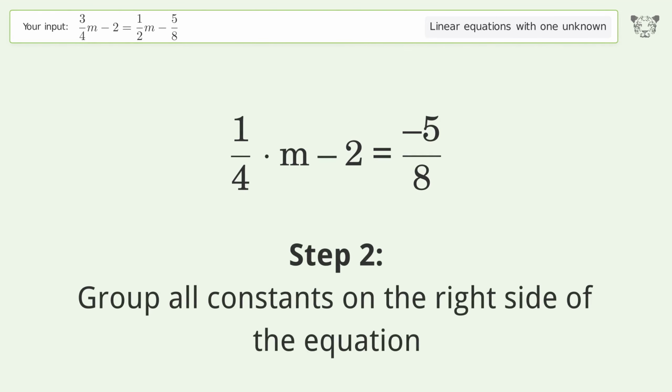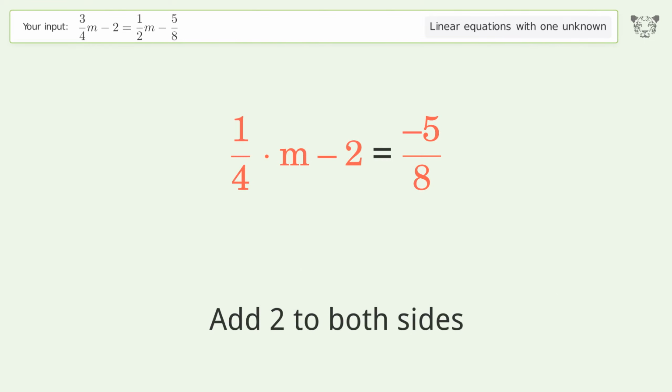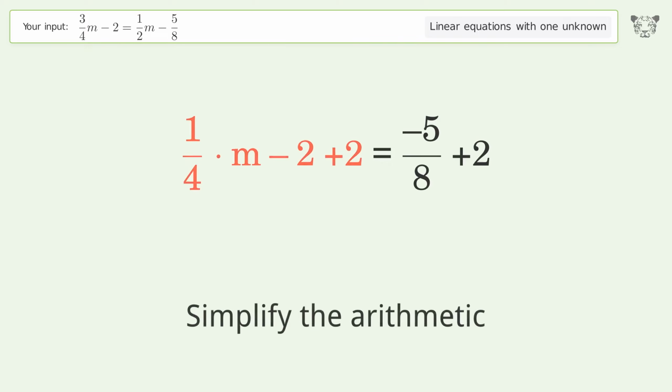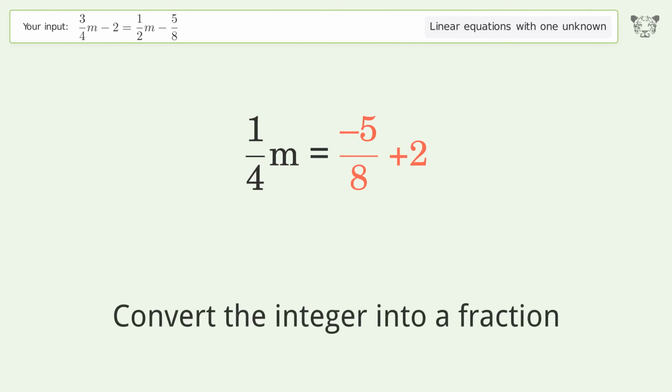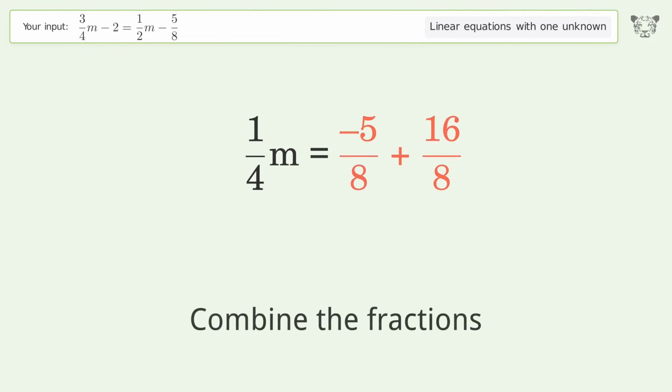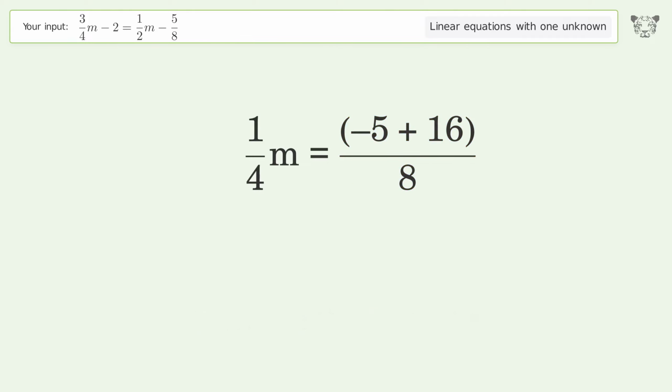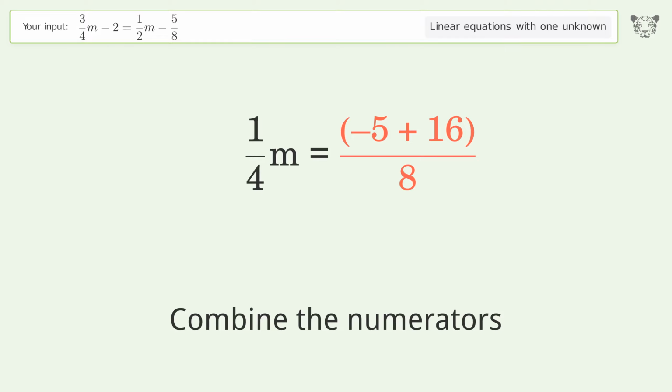Group all constants on the right side of the equation. Add 2 to both sides. Simplify the arithmetic. Convert the integer into a fraction. Combine the fractions. Combine the numerators.